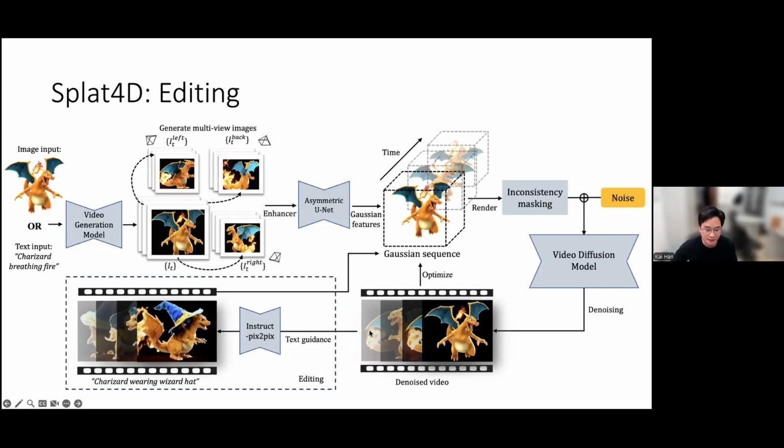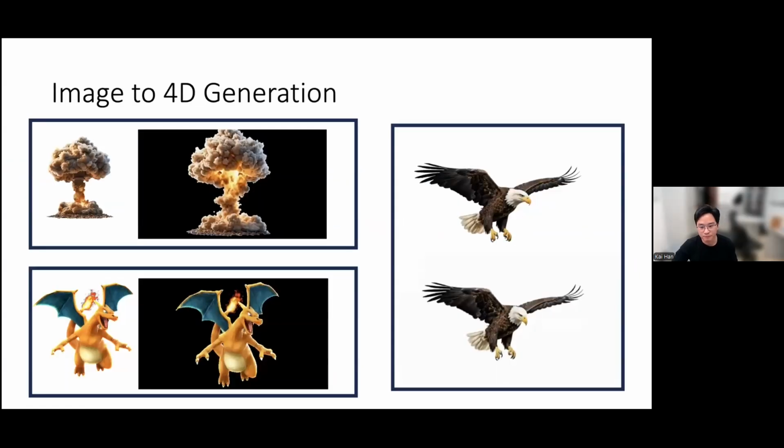We can just insert an Instruct-Pix2Pix type of technique here to edit the content following certain text guidance, and then we return this to our optimization loop to fit our Gaussian sequence, and then we iteratively optimize this Gaussian, and eventually we can get an edited 4D Gaussian.